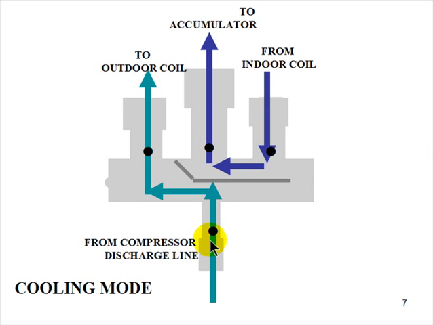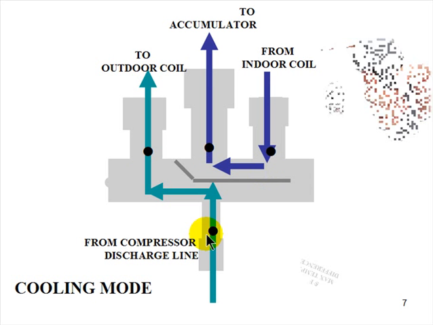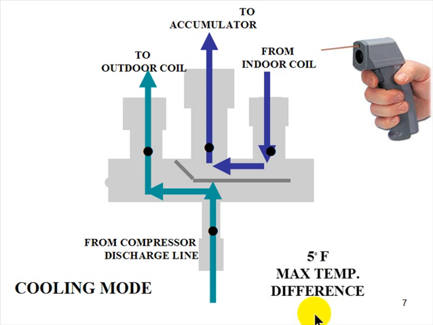In the cooling mode, same thing happens. Discharge gas now is going outside. Return gas is coming from the indoor coil. But again, this temperature and this temperature should be awful close to each other. Well within 5 degrees. 5 degrees would be the outside maximum. But a great application for a laser thermometer.